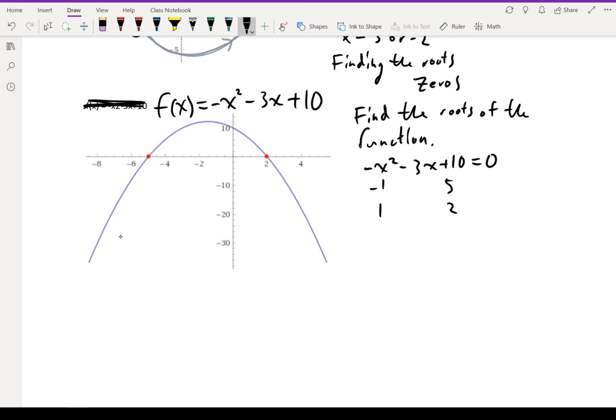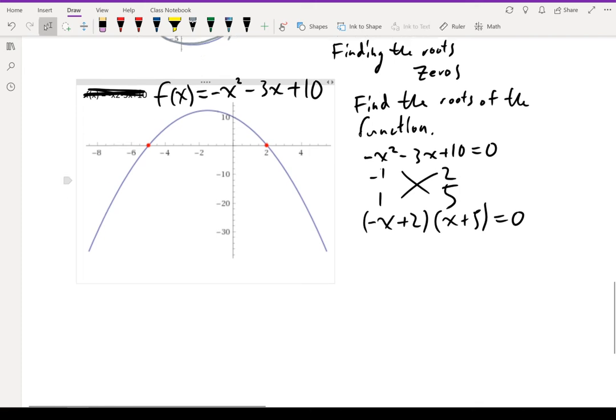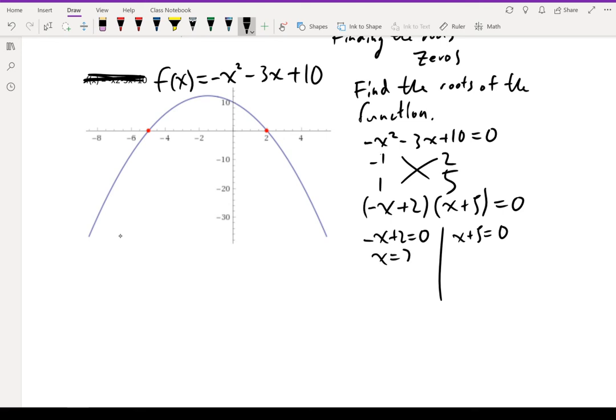Does that work? Minus 2 plus 5. Nope, it is the other way around. It is going to be 2 and 5. Negative 5 plus 2 will give us negative 3. And so we can write this as minus x plus 2, and then x plus 5 equals 0. Once we solve our equations, we have negative x plus 2 equals 0 on one side, and then x plus 5 equals 0. Then we will have x equals 2 and x equals negative 5.